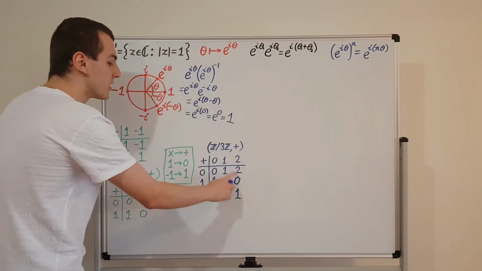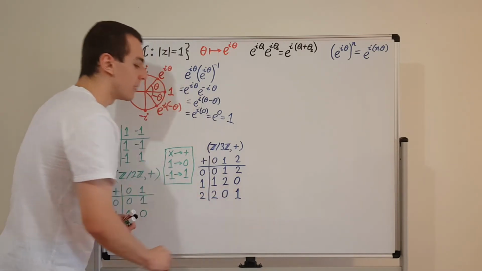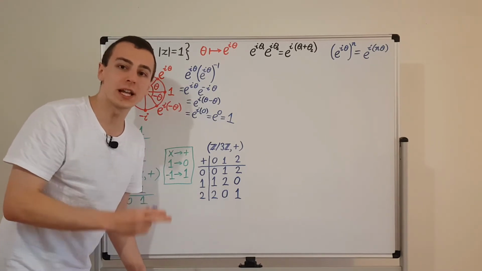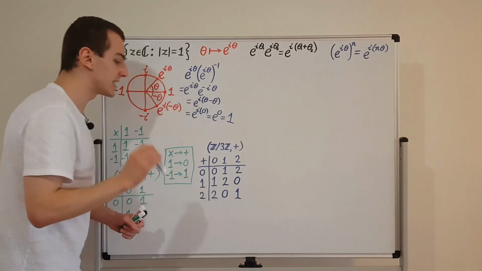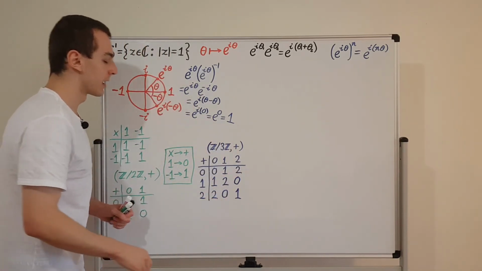And one thing that you may notice in all of these Cayley tables is that every row and every column has all of the elements appearing only once. There are no duplicate elements. So that is a very essential property. There's no duplicate elements in any of the rows or columns.